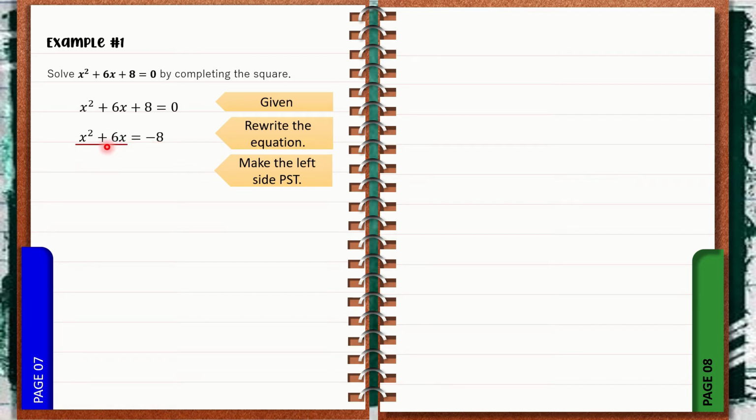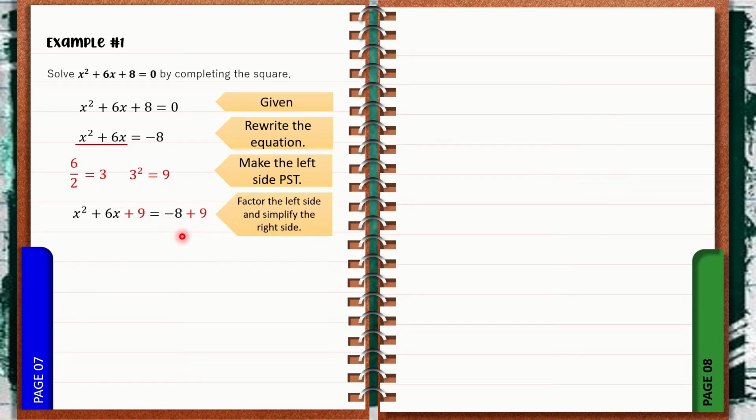Like what we did in our first activity, we will simply do the same process in which we are going to make this one a perfect square trinomial. So, let us get the half of 6 because 6 is the coefficient of x. So, 6 divided by 2 is equal to 3. Next, get the square of 3. So, we have 9. Meaning, we need to add 9 to both sides of the equation. So, we will get x squared plus 6x plus 9 is equal to negative 8 plus 9.